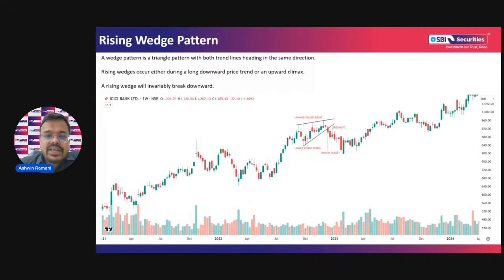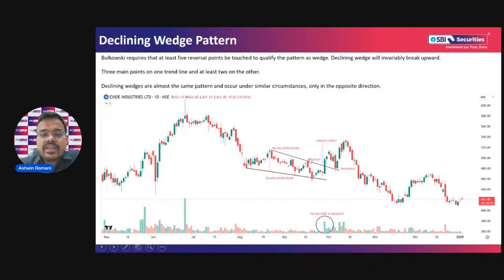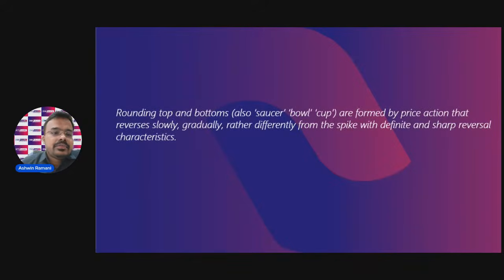So the first pattern that we discussed was rising wedge. It moves in a higher high, higher low formation, whereas declining wedge moves in a lower low and a lower high formation here. Superb. Now let's come to the third pattern.